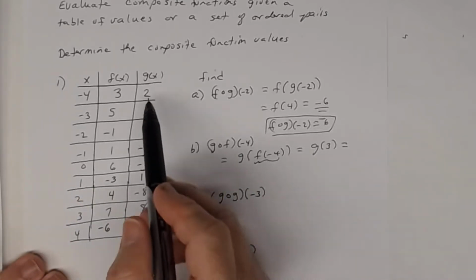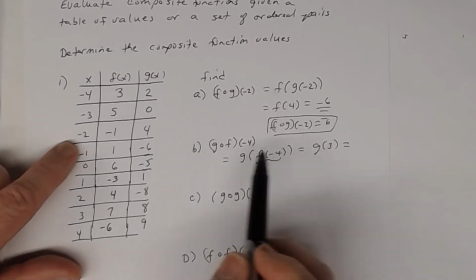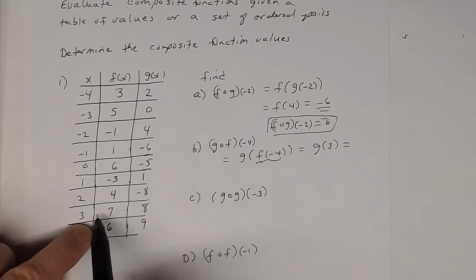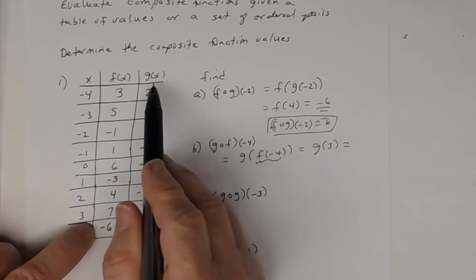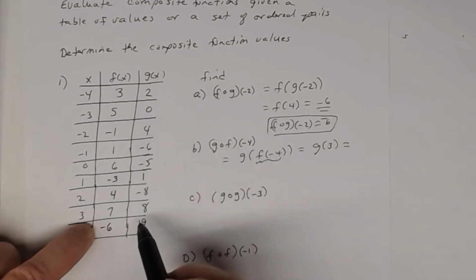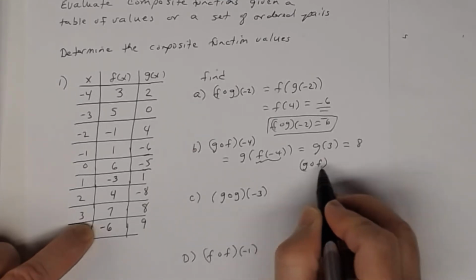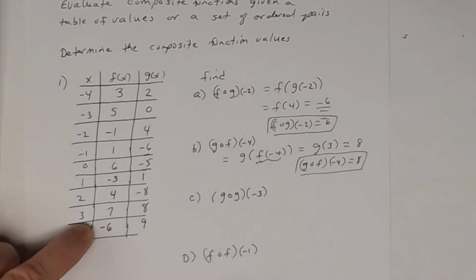So g of 3 means when x is 3, what's my y value? But I have to use my function g. So locate where x is 3. That's right here, right? Make sure you're using the correct one, so always go back and look at your function. I'm looking for g of 3. g of x is my last column, that third column. So g of 3 is going to be 8. So the answer: g composed with f at negative 4 is equal to 8. So that's the answer. Okay? Very simple. It's not a difficult process, is it?